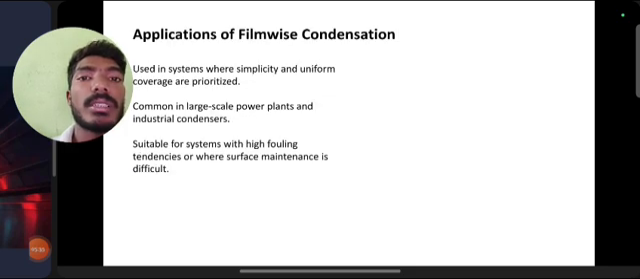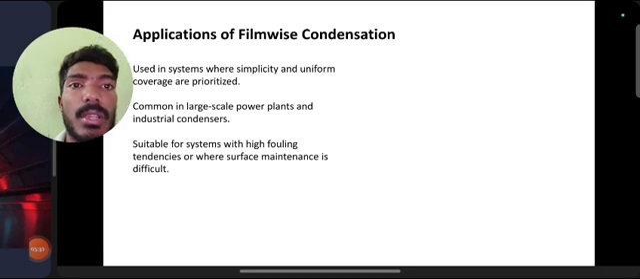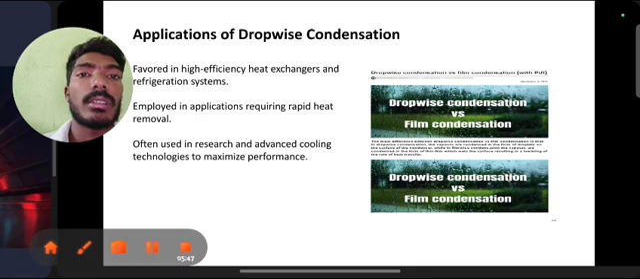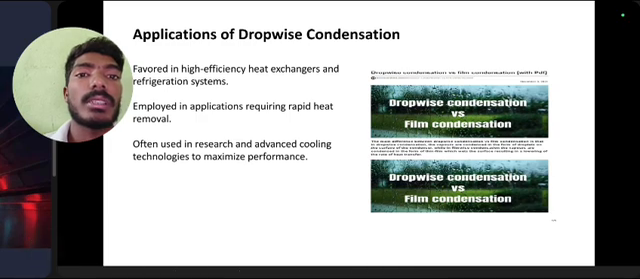Applications of film-wise condensation: used in systems where simplicity and uniform coverage are prioritized. Suitable for systems with high fouling tendencies or where surface maintenance is difficult. Applications of dropwise condensation.